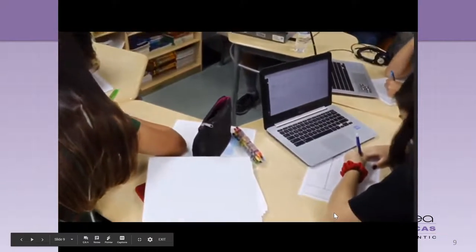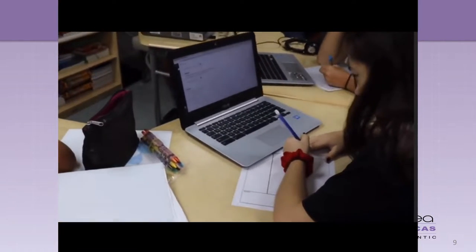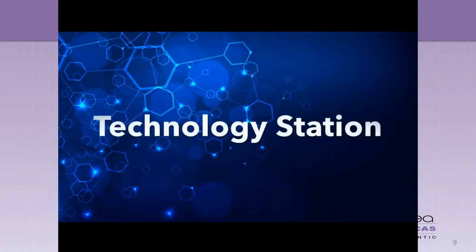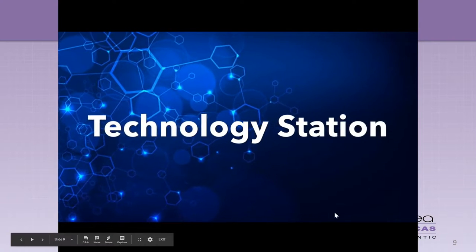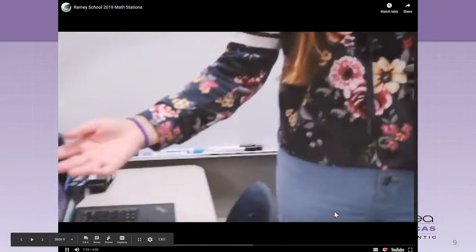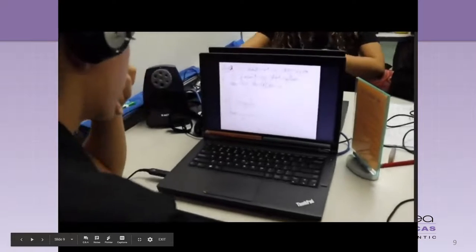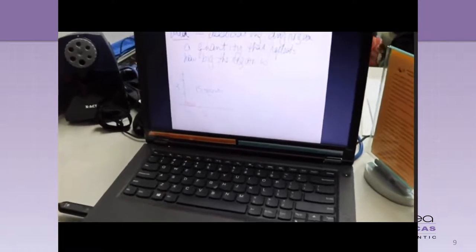In the AVID station, what we usually do is take notes on geometry modules, so we can review the notes later on. This is a technology station where you can log into Schoology or Edulastic. In Schoology, you have access to stations which you're able to do anywhere. You also have access to many resources to study from. Edulastic is used to take quizzes and tests.